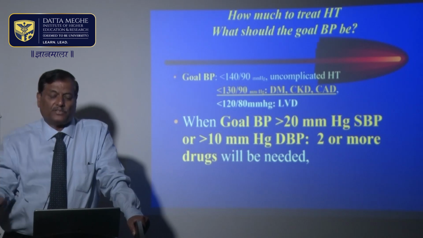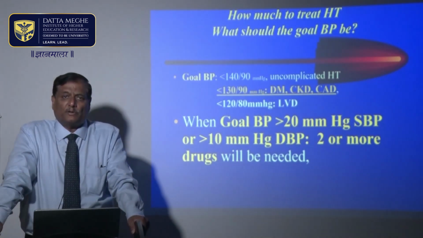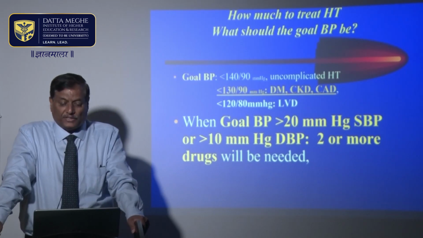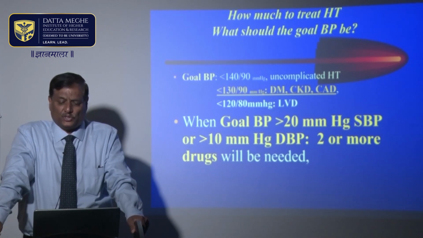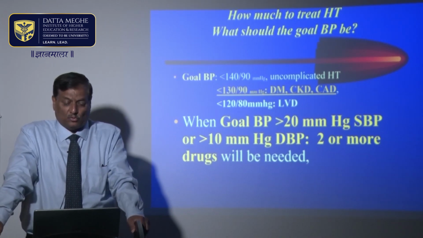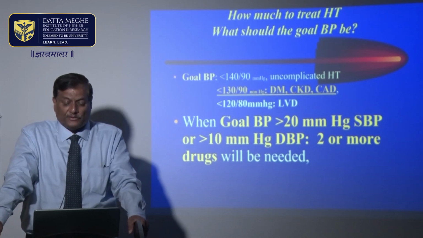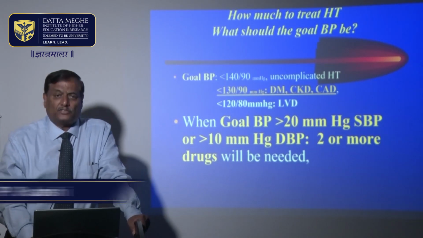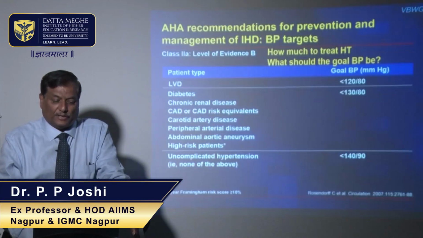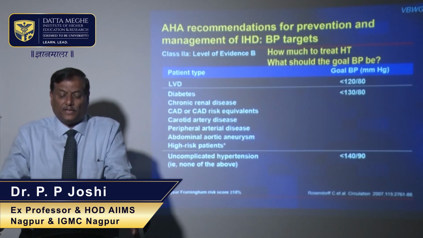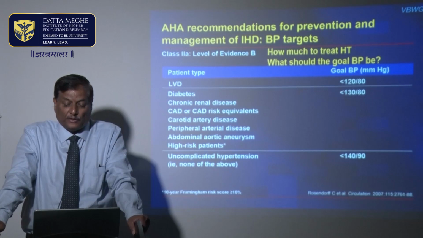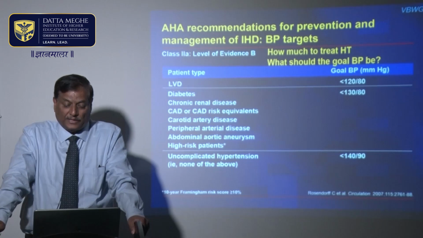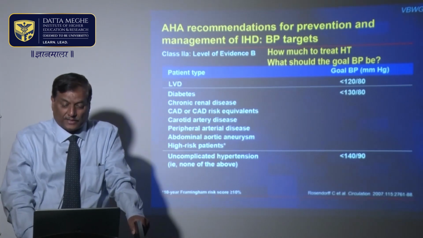What should the goal blood pressure be? Now the goal blood pressure should be less than 130 by 80, but in patients who have left ventricular dysfunction, the blood pressure goal may be still lower, 120 by 80. And when the goal blood pressure is more than 20 millimeters systolic and more than 10 millimeters diastolic above target, two or more drugs or combination medications have to be started right at the beginning. For patients who have left ventricular dysfunction, we need to aim for 120/80. For other diseases, less than 130/80. In uncomplicated hypertension, one can be less aggressive.